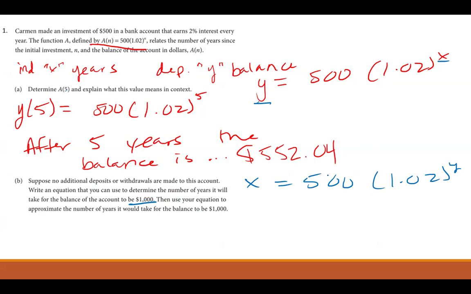And now our job is to create a new model where this is no longer there. So the goal here is to get y by itself. And then you can plug in that 1,000, you can plug in 2, you can plug in whatever, but you're finding the inverse of it, okay?